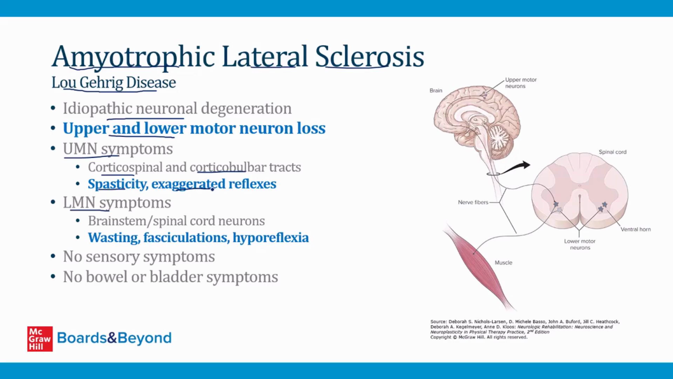But you can also see lower motor neuron symptoms. These reflect involvement of spinal cord and brainstem neurons. So patients can also have wasting of muscles and fasciculations of muscles and also hyporeflexia. This is purely a motor condition, so there are no sensory symptoms and there are no bowel or bladder symptoms either. It usually involves the head and neck muscles and the muscles of the arms and legs.